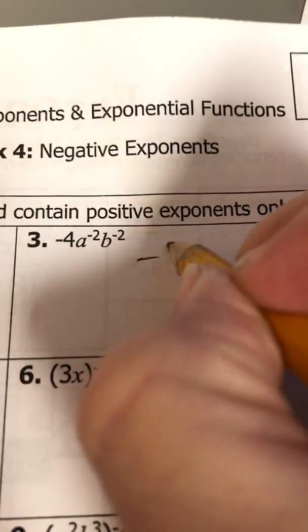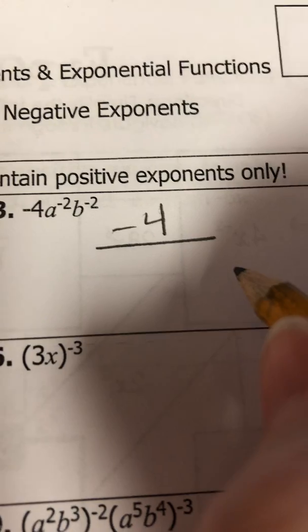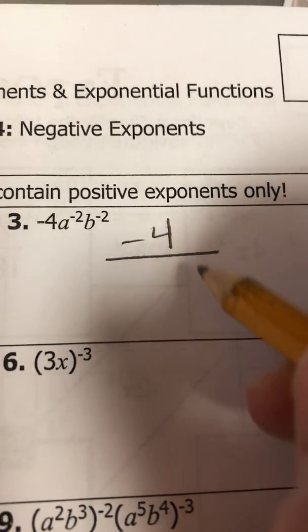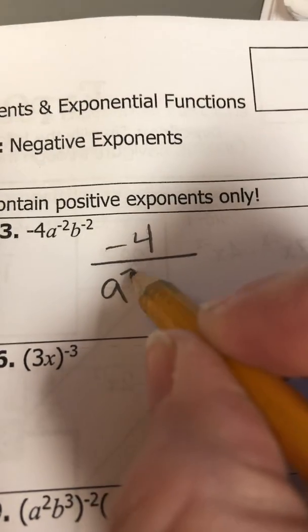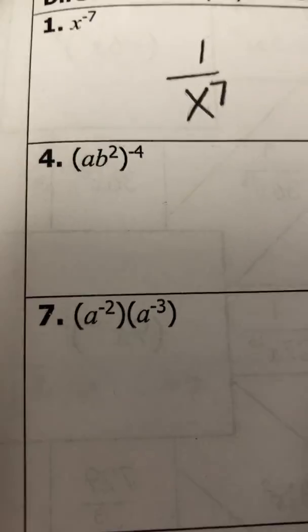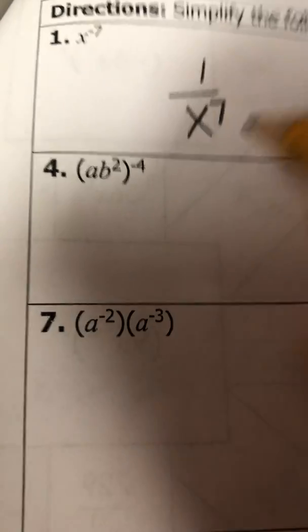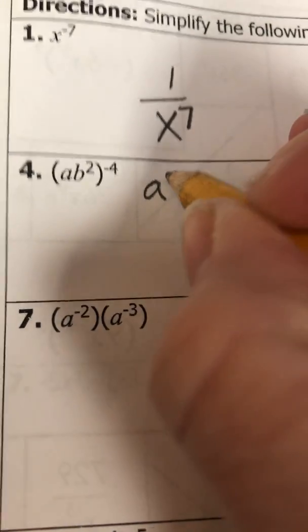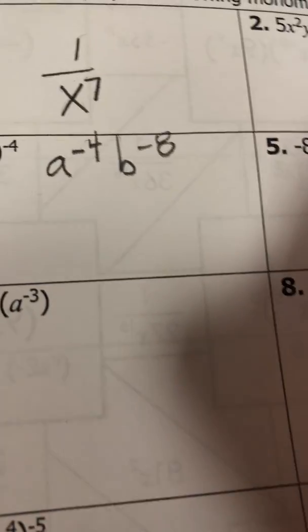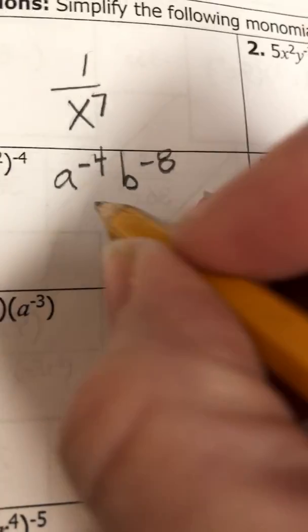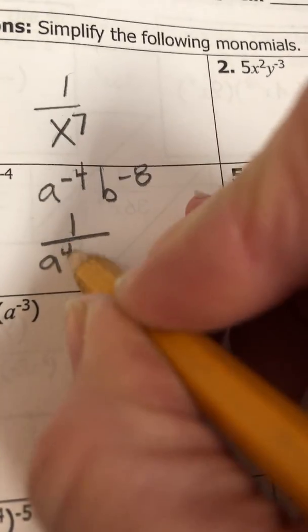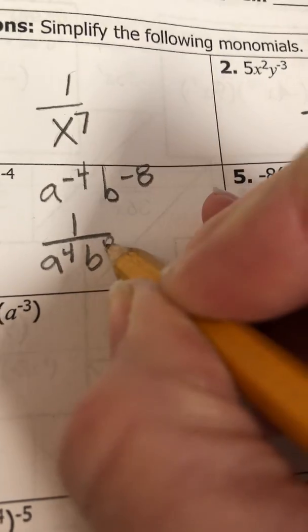Number 3, I'm going to have negative 4. I'm going to hold on to that coefficient, because that's fine to have a coefficient of negative 4 on the top. But then there's actually nothing else up there, because the other 2 I'm going to bring downstairs. For number 4, I'm going to write this out as a, I'm using a couple different rules here, to the negative 4, and then b to the negative 8, the product rule. And then I'm going to bring those downstairs. So you always are going to keep 1 upstairs as the numerator, and then b to the 8th.